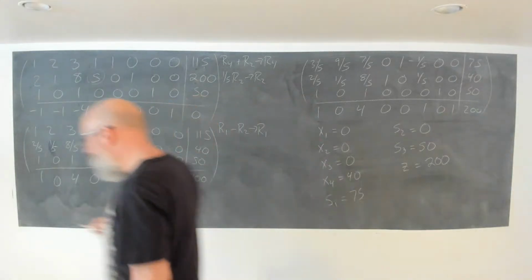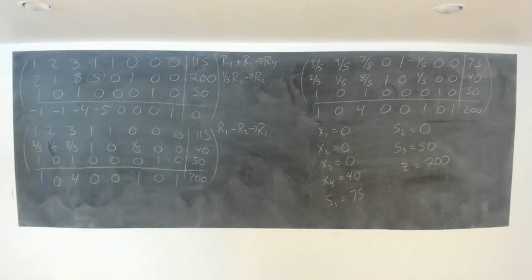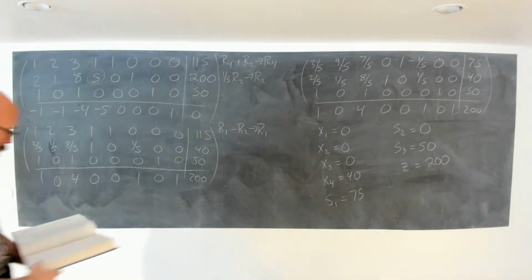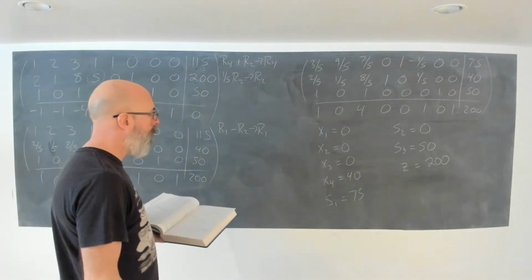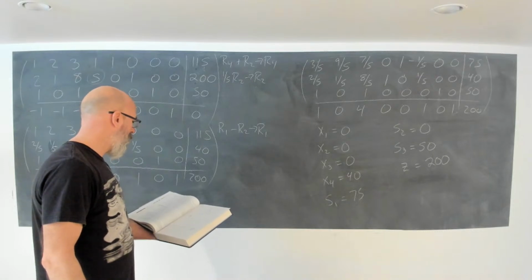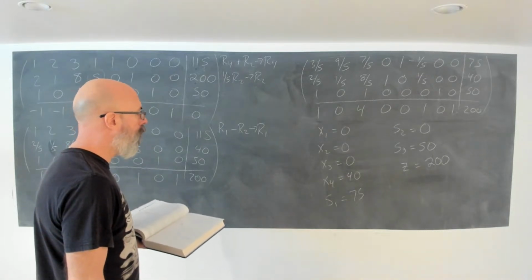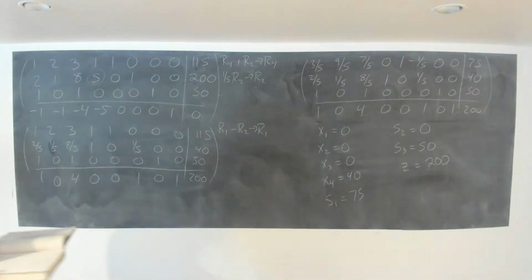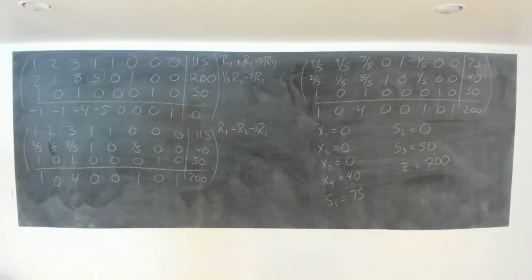Does that make sense? Let's look at our original inequalities here. 40 times 5 is 200. Looking good. Looking good. There it is.